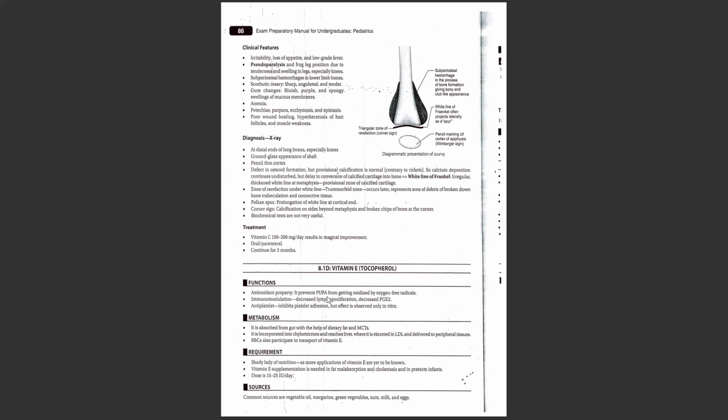Then because of the hemorrhage, we have petechiae, purpura, ecchymosis, and epistaxis. Poor wound healing, hyperkeratosis of the hair follicles, and muscle weakness will be there. These are all due to impairment of the major functions of vitamin C, like collagen synthesis and absorption of non-heme iron. If the deficiency happens, it results in the opposite of these functions: hemorrhage, muscle weakness, poor wound healing, purpura, ecchymosis, epistaxis, gum changes, and subperiosteal hemorrhage.